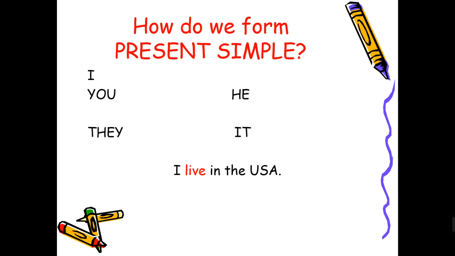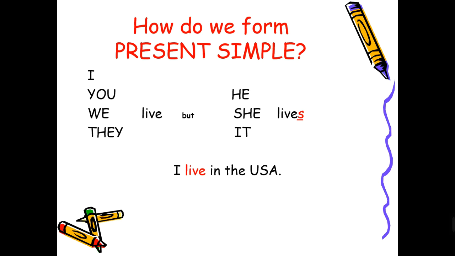Now, how do we form it? Of course, there is a difference between the present simple and the present continuous. Let's start with the forming of the present simple. Of course, any sentence starts with the subject, which could be the pronouns. With I, you, we, and they, we use just the verb. Like live, I live, you eat, we swim, they go, and so on.